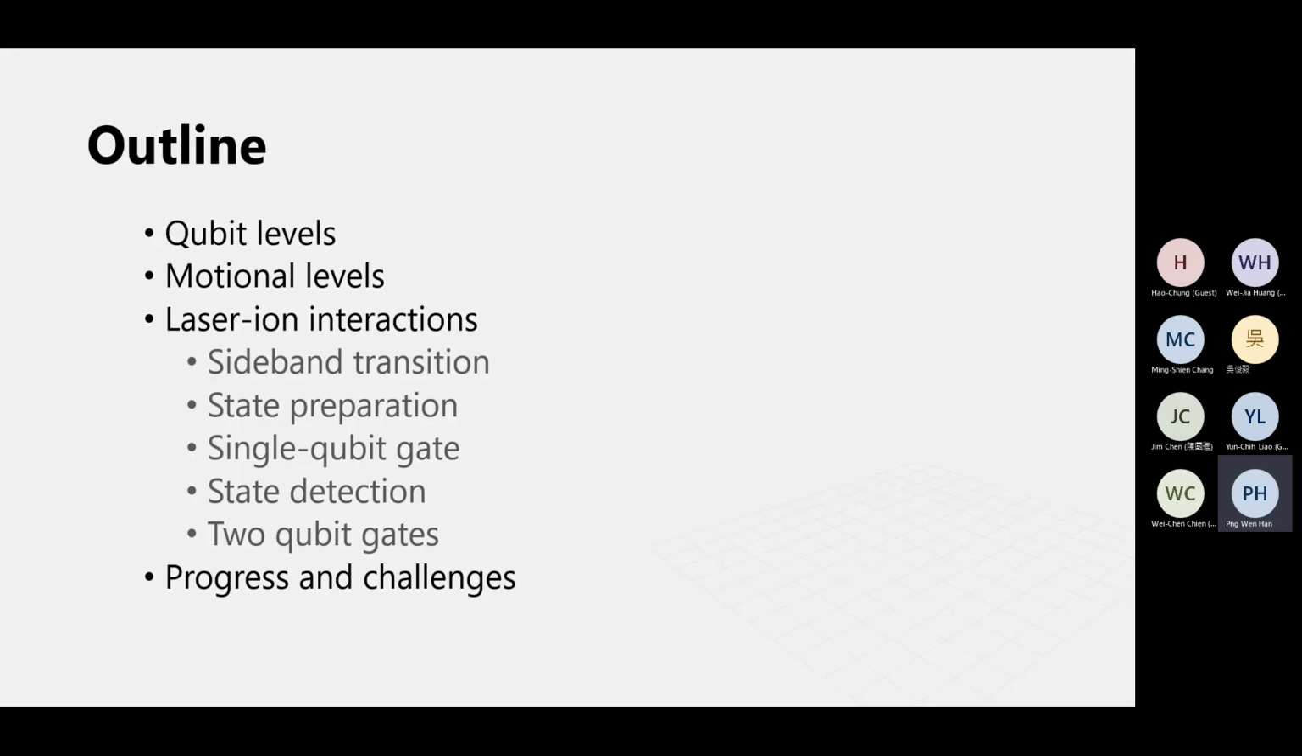Today I'm going to share with you trapped ion quantum computing: its overview, progress, and challenges. Here is today's outline. First, I will introduce what the qubits and the motional levels are, and then go to the laser-ion interactions. Using these interactions, we can do all sorts of operations, like state preparation, single qubit gates, state detection, and two qubit gates. At the end, I will share the progress and challenges in our field.